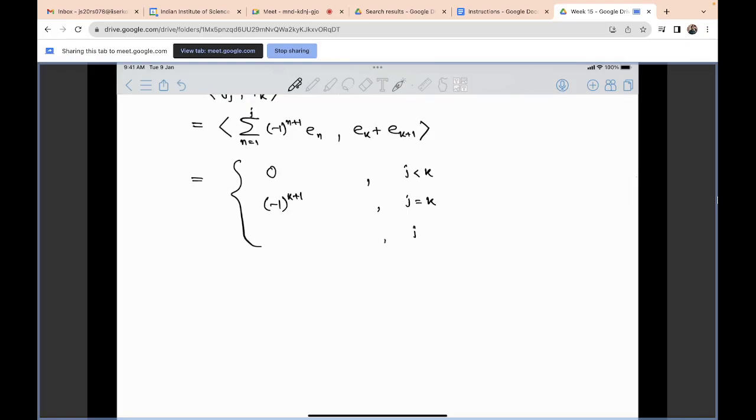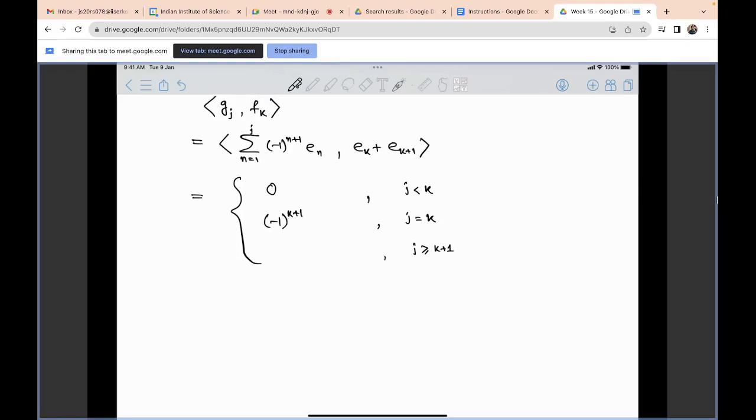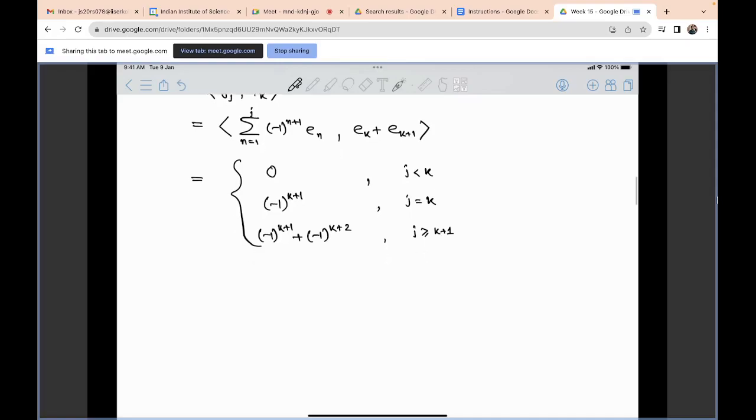And what happens if j is bigger than k plus 1? Because here there are only 2 terms, only 2 terms will matter, k and k plus 1. All the other inner products will be 0. So k and k plus 1 will be there, certainly, because j is bigger than k plus 1. Whenever Ek and Ek take the inner product, you will get 1, so you will get this coefficient minus 1 to the power k plus 1. And whenever Ek and Ek plus 1 take the inner product, you will get minus 1 to the power k plus 2. Right, so these 3 possibilities are there.